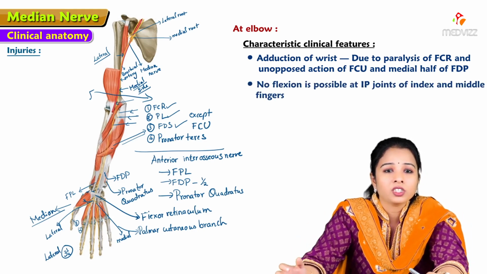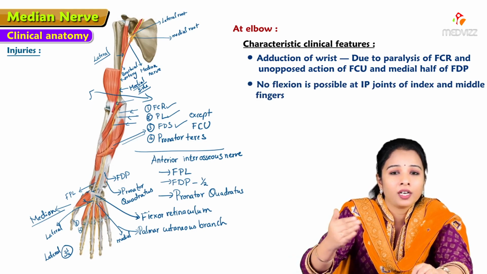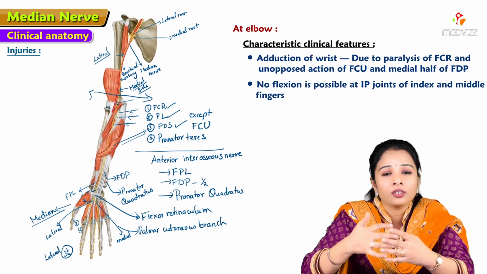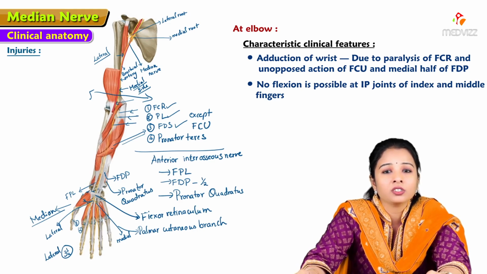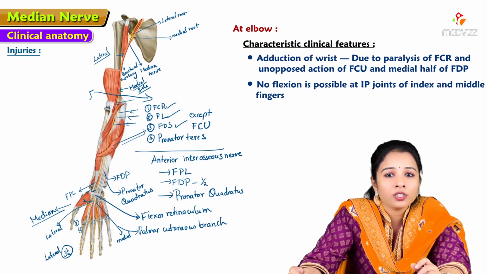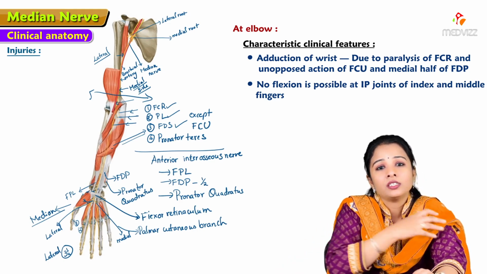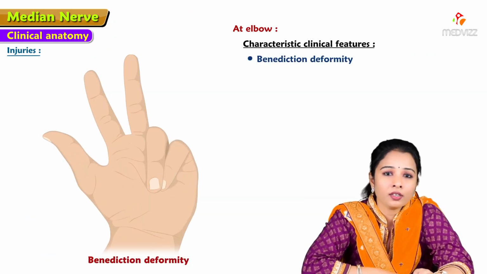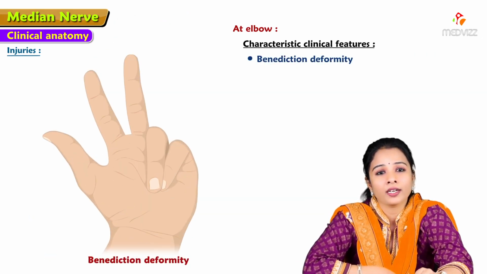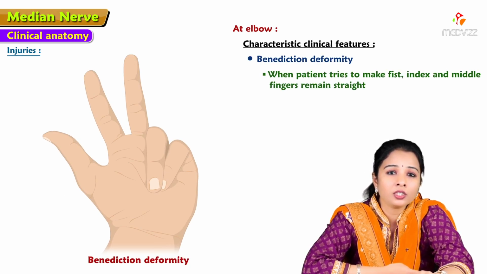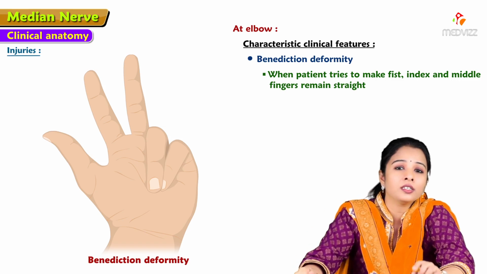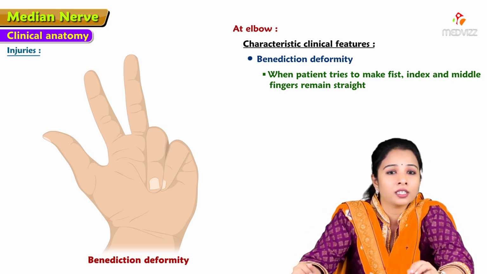So no flexion is possible at the interphalangeal joints. There won't be any flexion, and the joints of the index and the middle fingers are affected. So this leads to a deformity which is called benediction deformity. Benediction of hand means the patient tries to make a fist.